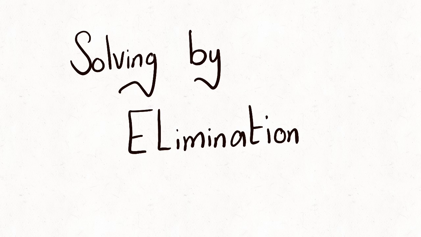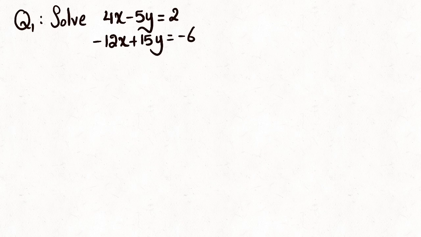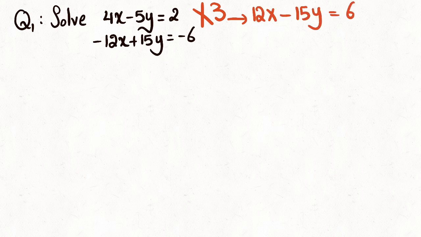Solving system of equations by elimination. Okay, elimination means getting rid of x or y. Now, if I look at this equation, I can actually get rid of x and I can get rid of y. I decided to get rid of x by creating a 12x. Thus, I will multiply by big 3, and by big 3 means that I will multiply by 4 and negative 5 and 2 as well.